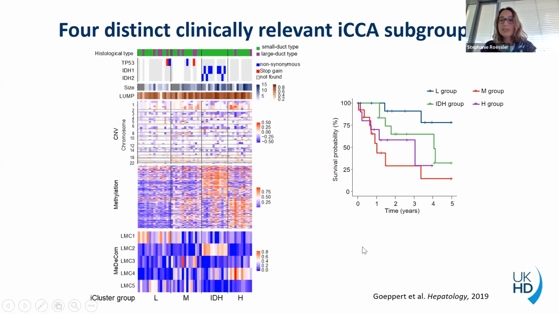And also the patient outcome was different in these 4 ICCA subgroups. The IDH subgroup had intermediate to good outcome, and the low alteration group, the L group, had the best outcome, versus the intermediate M and also the H group, which had the poorest outcome. So the genomic and epigenetic alterations are also associated with patient outcome.